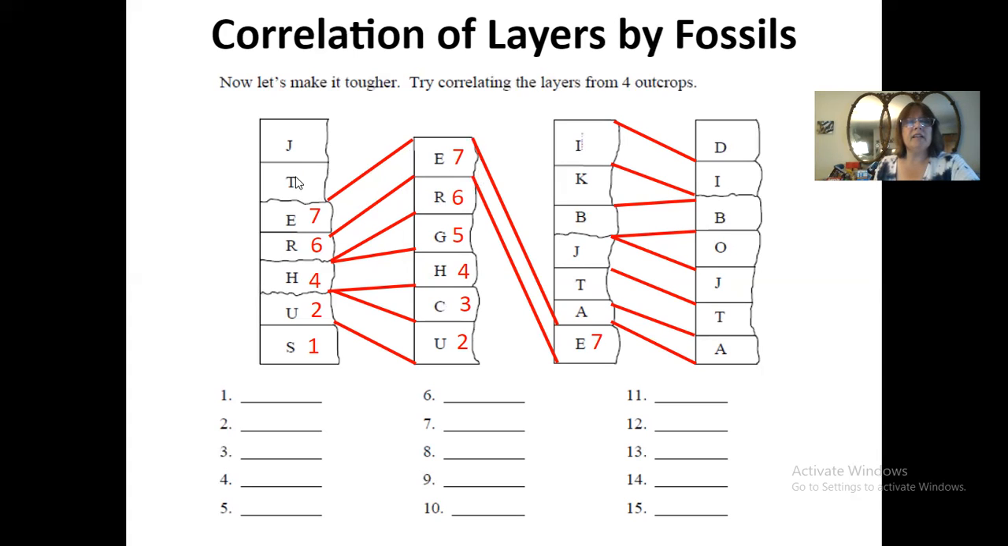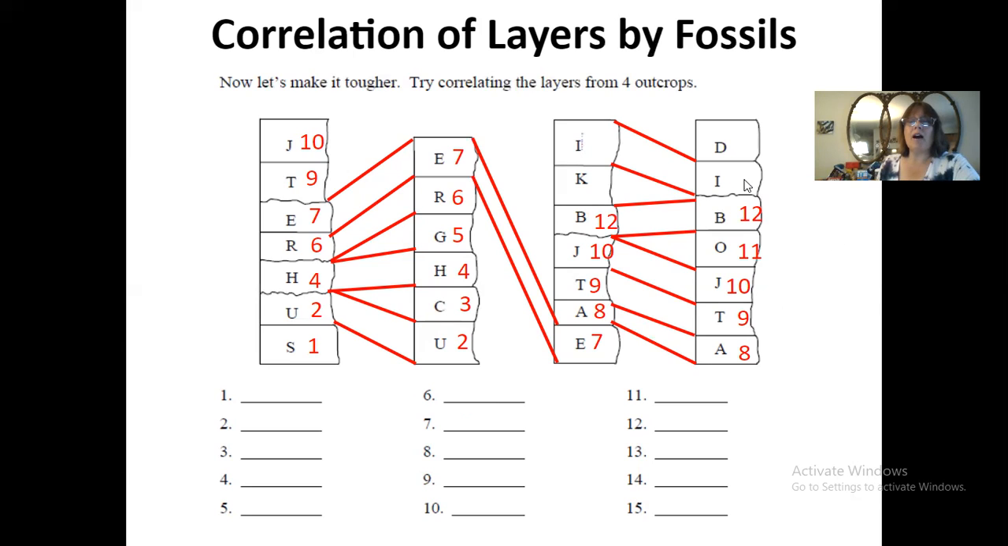Next, we have T, or A? Well, there's a T above A, so that means A is older. So A is 8, followed by T. They are all 9. Followed by J. And now our choice is O or B. Well, there's a B above O, so O is older. That's 11. Followed by B.